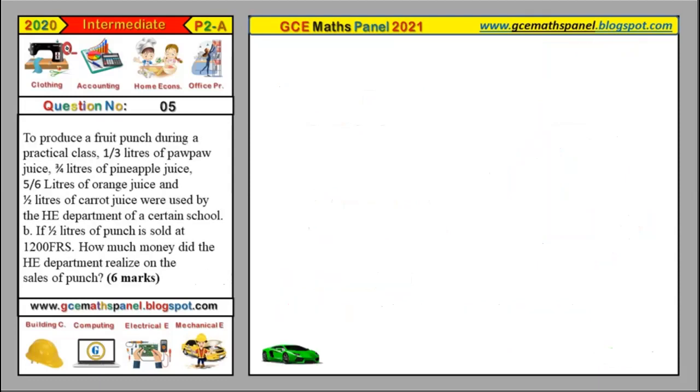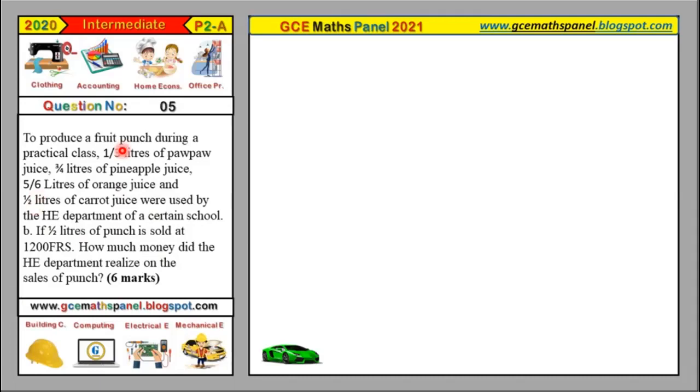All right, question 5. To produce fruit juice or fruit punch during a practical class, one third liters of pawpaw juice, 3/4 liters of pineapple juice, 5/6 liters of orange juice, and a half liter of carrot juice were used by the home economics department of a certain school. If half a liter of punch is sold at 1,200 francs, how much money did the department realize on the sales of punch?